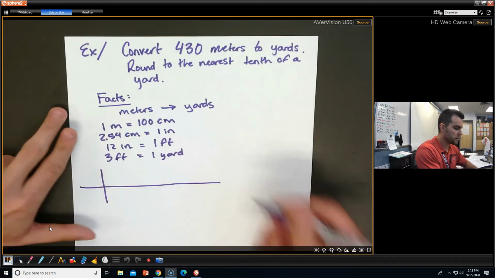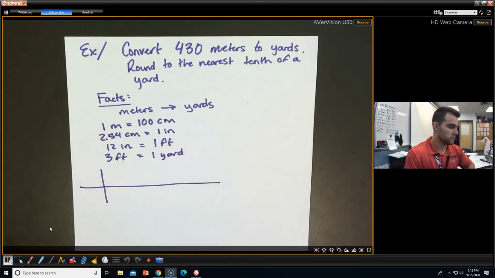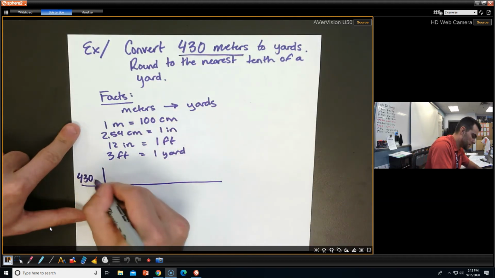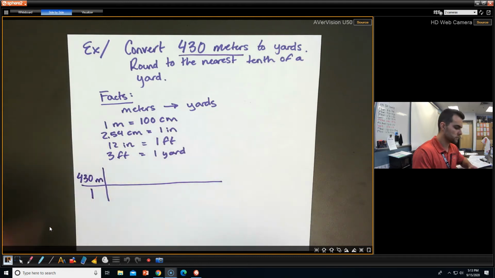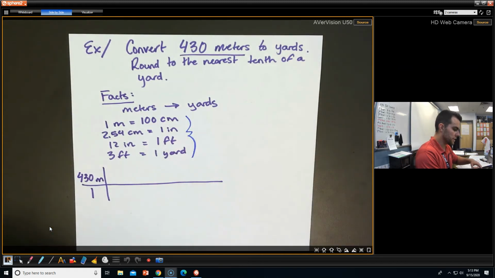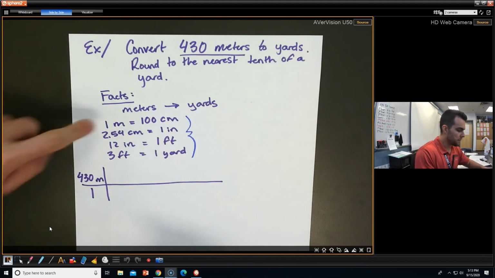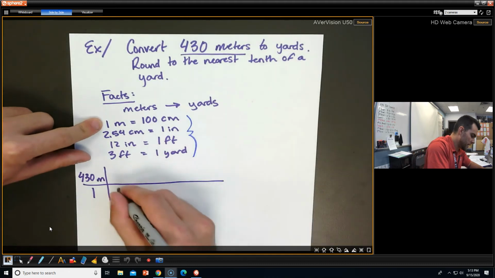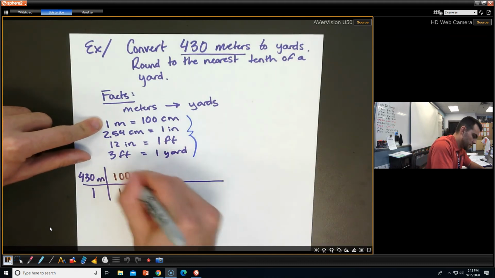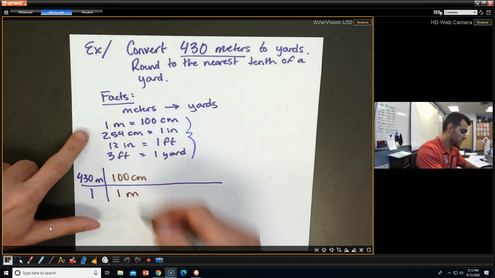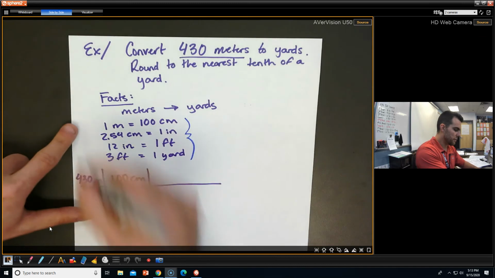Create my first track. What's my first track going to be? It's going to be whatever my starting amount is. So 430 meters over 1. Now I got to fill in the rest of it using these facts right here. So let's just go down the list. Again, 1 meter is equal to 100 centimeters. How do I write that? Well, I need to write them so that the units will cancel out. So these meters will cancel out. And so that one's done.